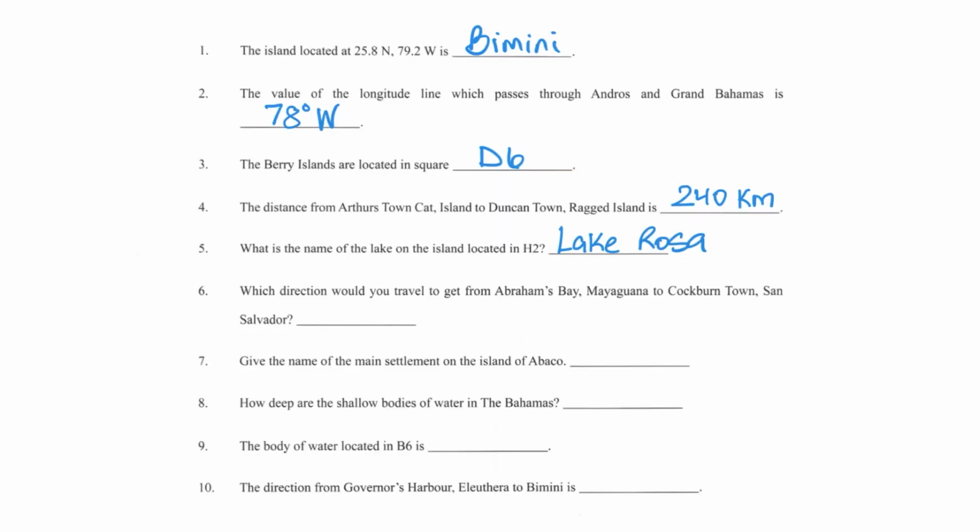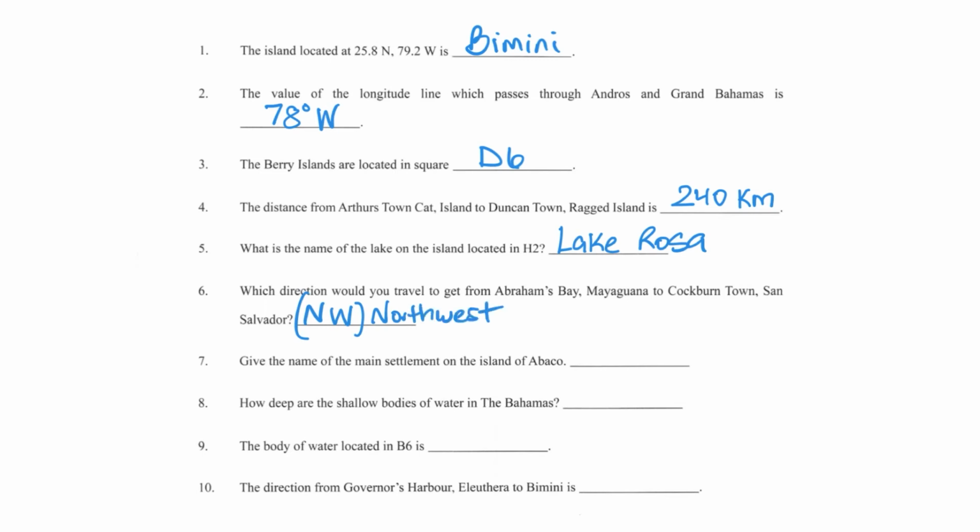The direction in which we'll have to travel, we'll definitely have to travel north in order to get to San Salvador. But when we travel north, we're not there yet. So that means we're going to have to travel again in a western direction. So the direction we'll have to travel is north and west, or northwest.